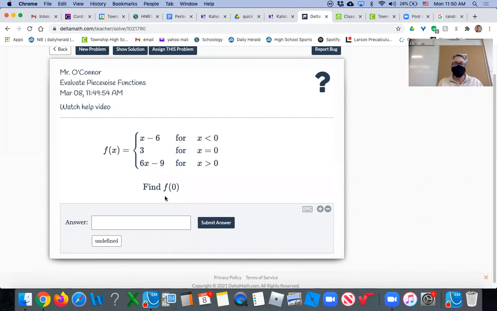So when we're trying to find f of 0, we have to first look over here, like where do we plug that in? This tells us where, and then this tells us what to plug it into. So f of 0, for an input of 0, my output is 3. So f of 0 is equal to 3.